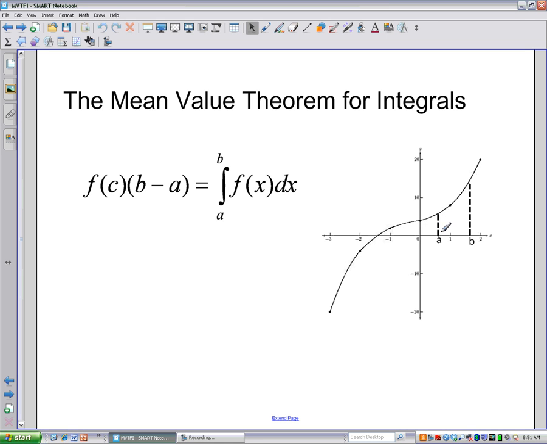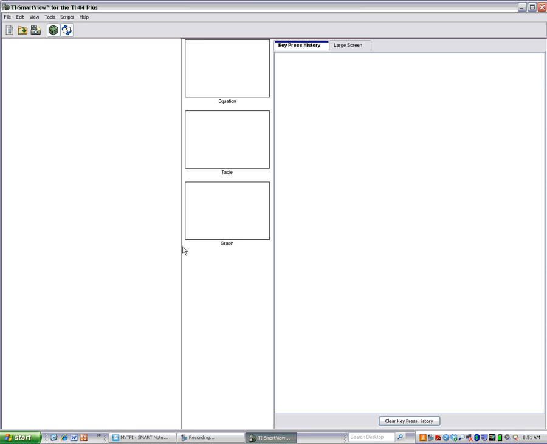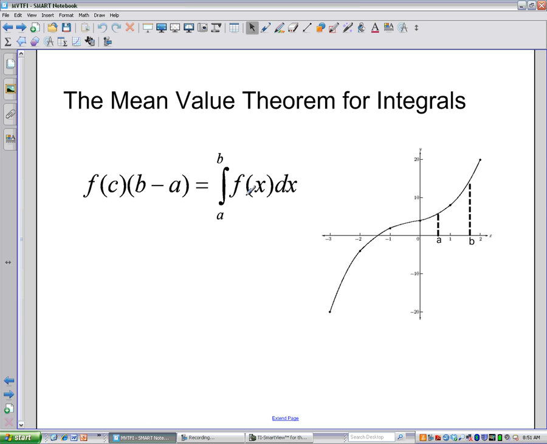So anyway, this part is the area. This part is the width. This we'll think of as the area, and f of c is some sort of a height. So what the mean value theorem for integrals says is that somewhere between a and b, there's a place c so that the height times the width gives me the area.